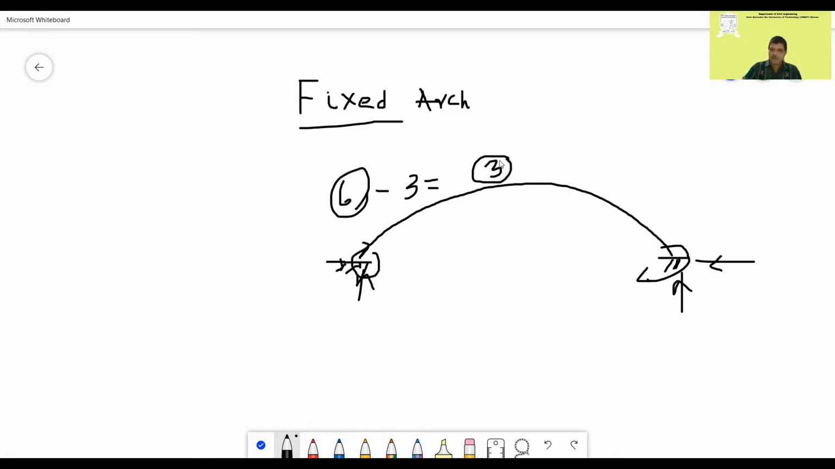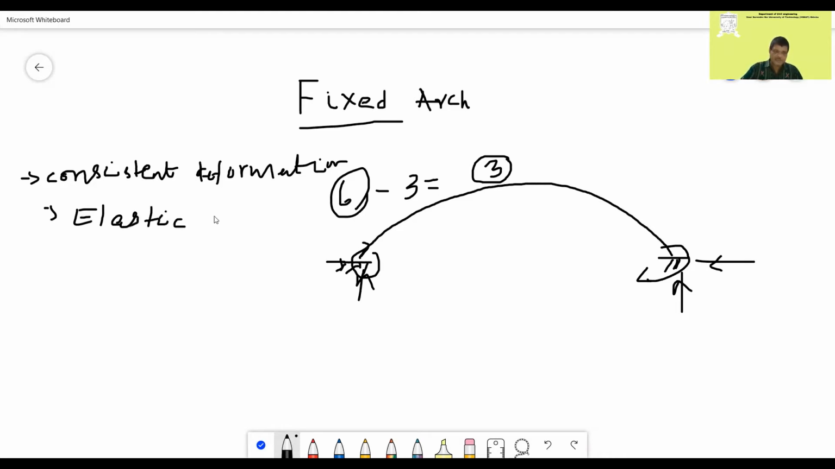So how to solve the problem? We can solve it either by the consistent deformation method or by the elastic center method. So there is a method called the elastic center method. Out of these two methods, you have to take the elastic center method.